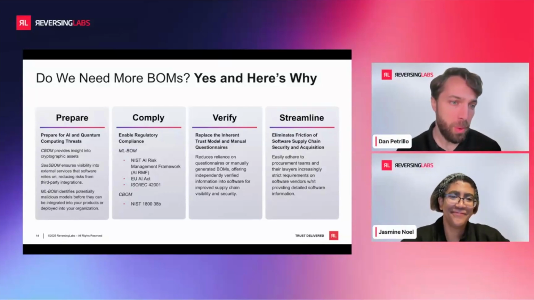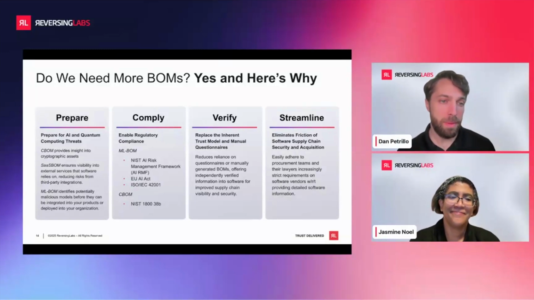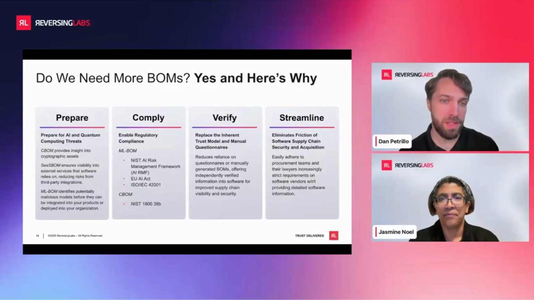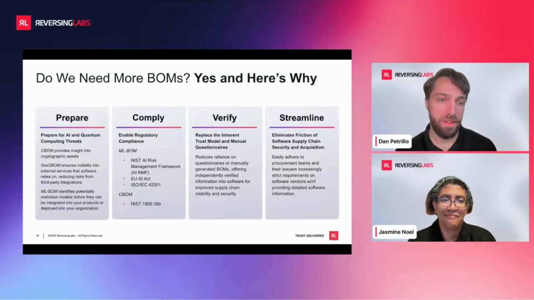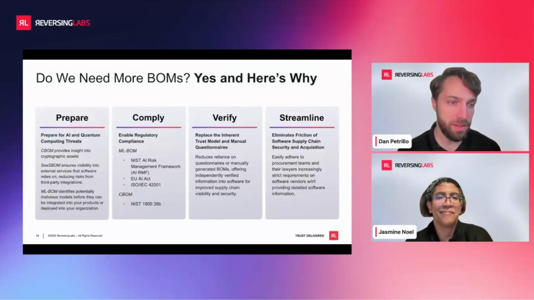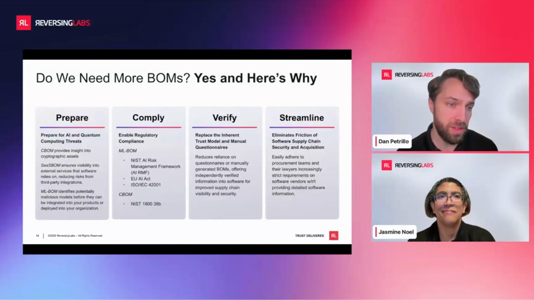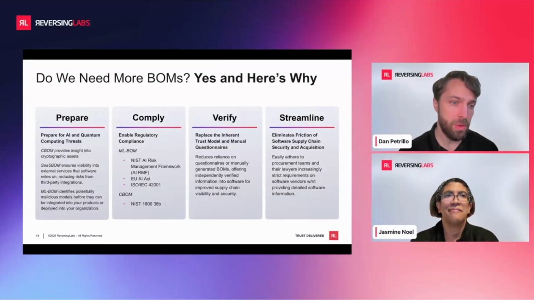With the CBOM, we have insight into our cryptographic assets, which will soon be under threat by quantum computing. In fact, there are specific mandates out there that are advising or mandating organizations to prepare for these quantum threats, and the CBOM, the cryptography bomb, is your means of doing that. The SaaSBOM ensures visibility into external services that software relies on, reducing risk from third-party integrations.